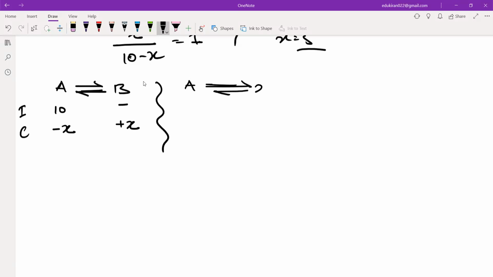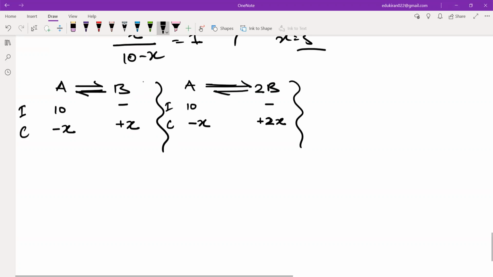Now if I have some reaction in which we have A, which is giving 2B, and the initial was 10 and the B was 0. The change will be minus X for A, and the change for B, so for each mole of A, we are getting 2 moles of B. So I can write this will be plus 2X. Is this clear with everyone? All of you understand this, plus 2X?